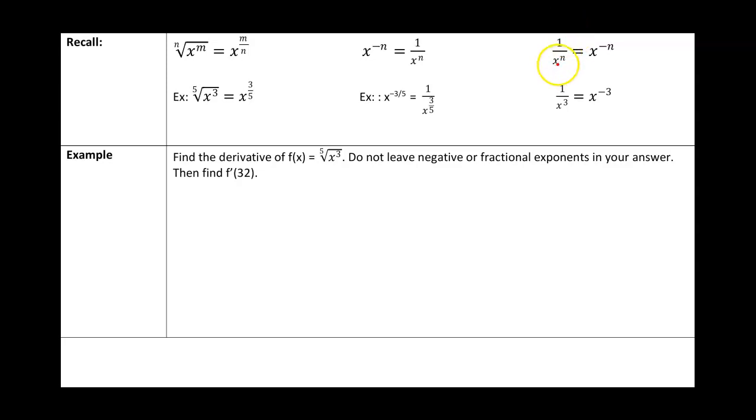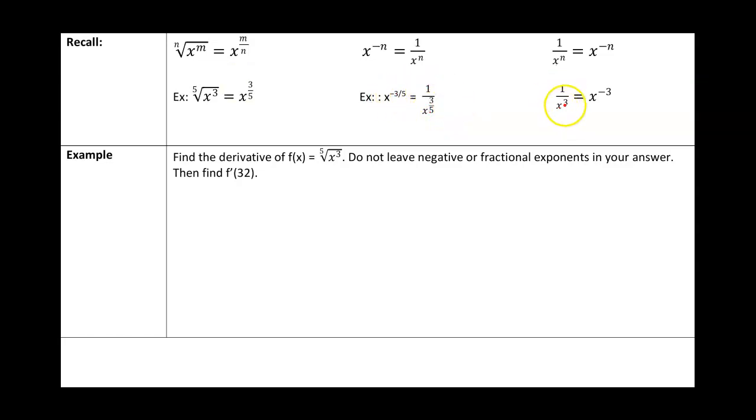So if we have 1 over x to the n, and you want to move that to the numerator, it becomes x to the negative n. Here's some examples. The fifth root of x cubed: the root becomes the denominator, the exponent becomes the numerator. That'll be x to the 3/5. x to the negative 3/5 is equal to 1 over x to the 3/5.